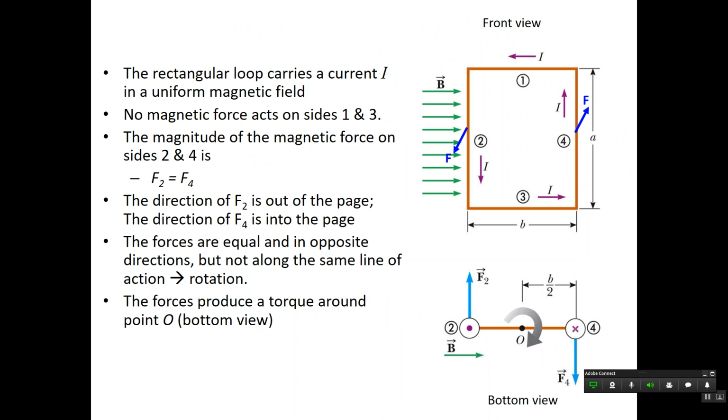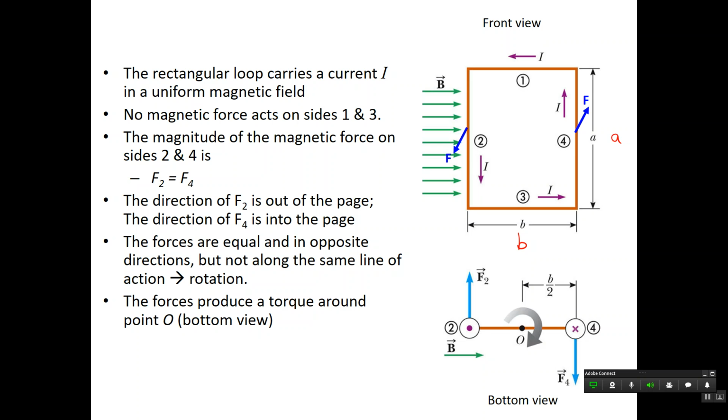Okay, so we need to do this a bit more mathematically now. So here's a more defined loop, and my loop here is just a square. This square has a bottom dimension B and a vertical dimension A. And these are going to be important.